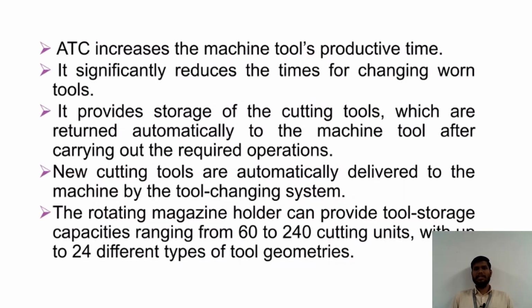ATC increases the machine tool's productive time. It significantly reduces the time for changing worn out tools. It provides storage of the cutting tools, which are returned automatically to the machine tool after carrying out the required operations. New cutting tools are automatically delivered to the machine by the tool changing system. The rotating magazine holder can provide tool storage capacities ranging from 40 to 60 cutting units with up to 24 different types of tool geometries.